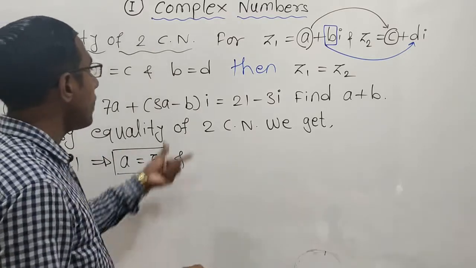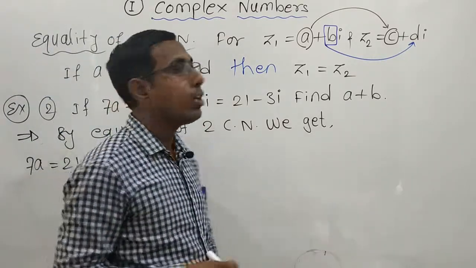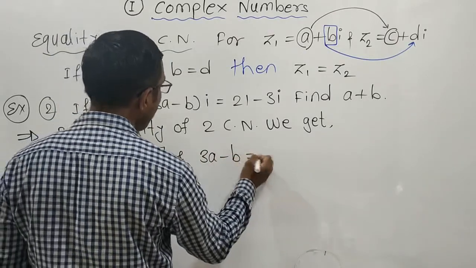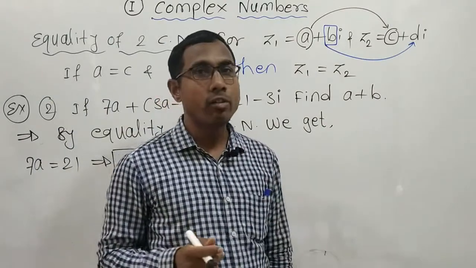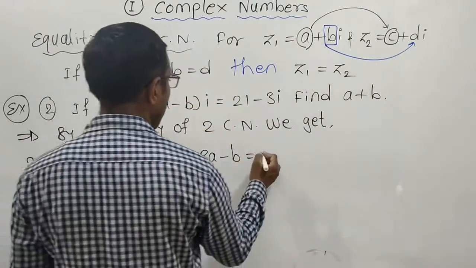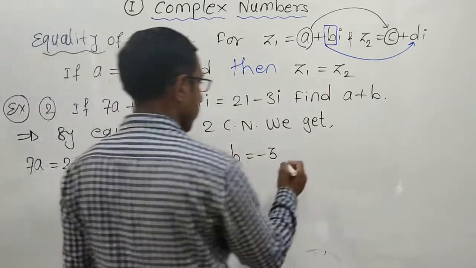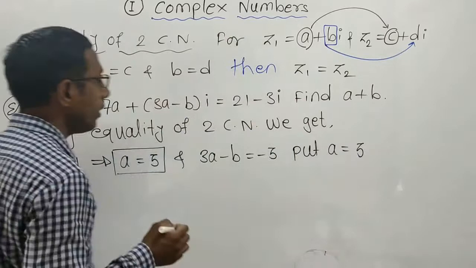What is the imaginary part on the LHS? The imaginary part on the LHS is 3a minus b, which is equal to the imaginary part on the right side, which is minus 3. Is that clear? Now a is equal to 3, so put a equal to 3.